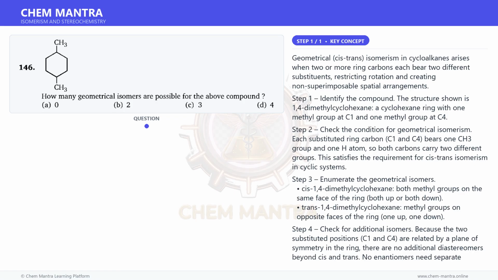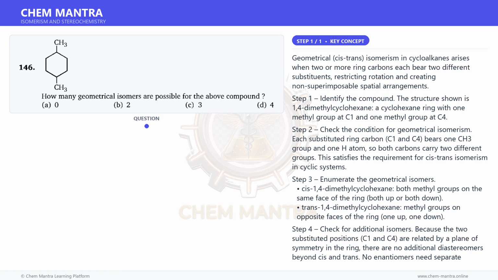Step 2. Check the condition for geometrical isomerism. Each substituted ring carbon, C1 and C4, bears one CH3 group and one H atom, so both carbons carry two different groups. This satisfies the requirement for cis-trans isomerism in cyclic systems.